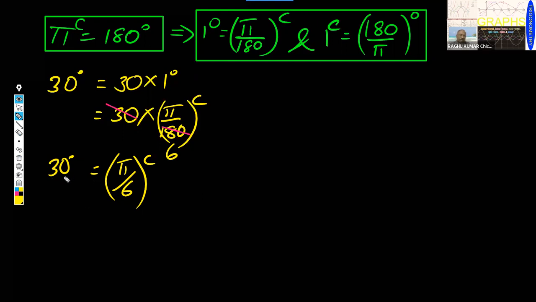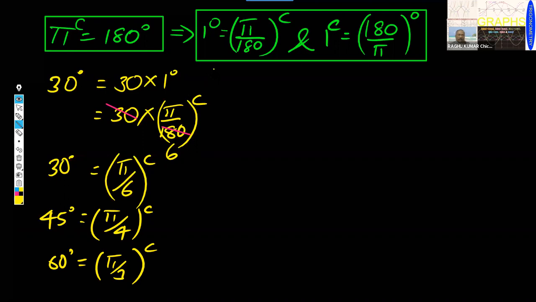Similarly, you can work out the other angles also. 45 degrees is nothing but pi by 4 radians. Similarly, 60 degrees, multiply this by 2, it will be pi by 3 radians.